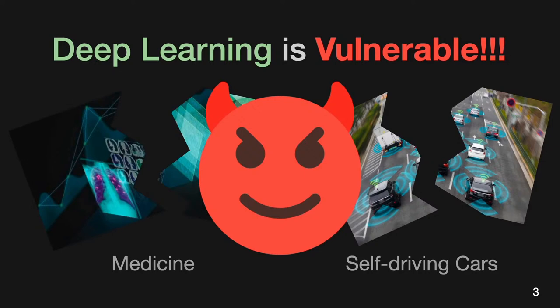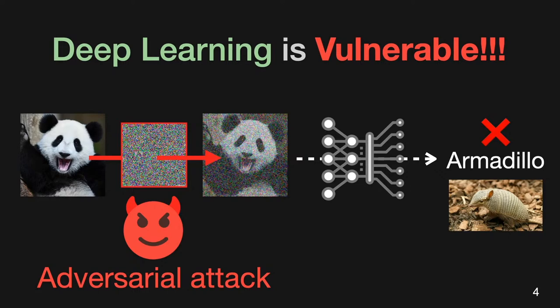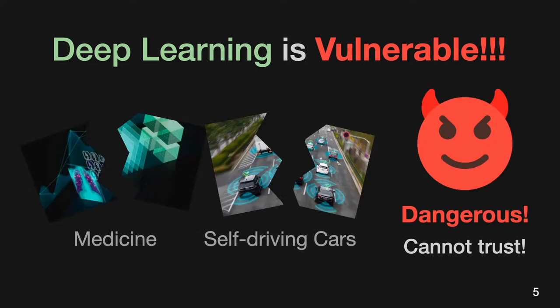However, deep learning models are vulnerable to adversarial attacks. An adversarial attack applies carefully crafted perturbations on data inputs and fools a model into making incorrect predictions. Adversarial attacks jeopardize many deep learning-based technologies, especially in security and safety-critical applications, such as data-driven healthcare and self-driving cars.